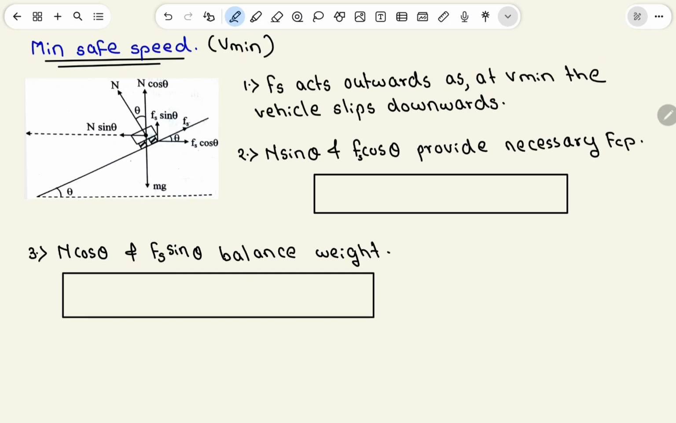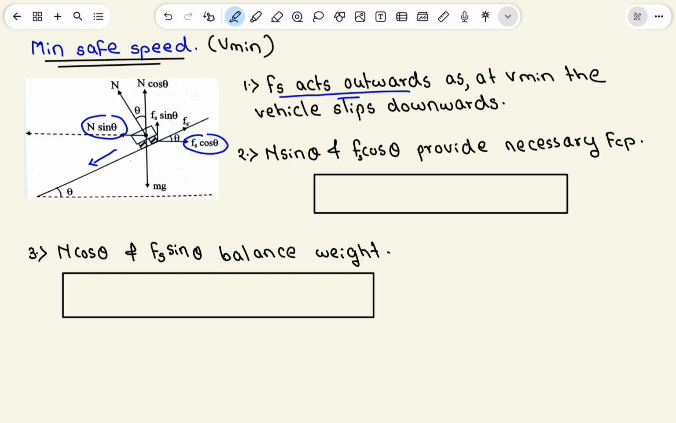The first derivation that we are going to see is for the minimum safe speed, which is V minimum. As we discussed, when the speed becomes less than V minimum, the tendency of the vehicle is to slip downwards. To avoid this downward slipping, Fs, the static friction force, must act outwards. If you have a look at the diagram, we can clearly see that a combination of N sine theta and negative Fs cos theta will provide the necessary centripetal force.